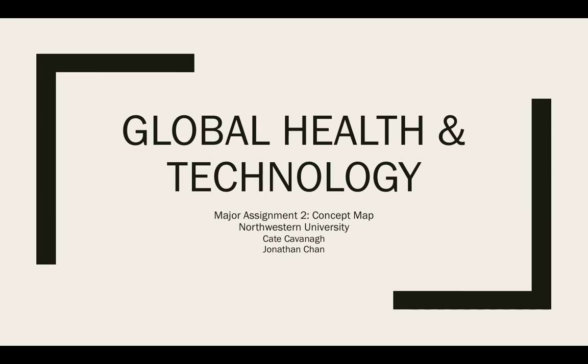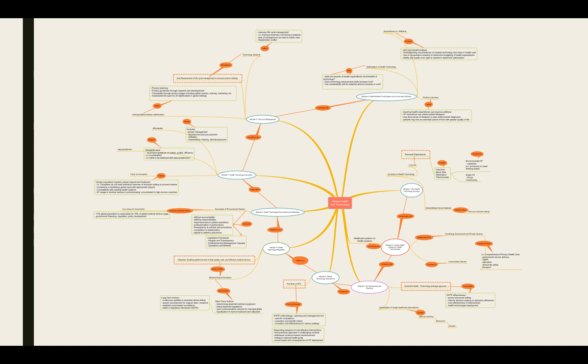We are here today to help you develop an understanding of the major concepts and the interconnections of such concepts discussed in the 9 modules for this Global Health and Technology course. The major ideas for the course are illustrated here by this concept map and were devised by the collective efforts of both Jonathan and myself. However, I will be doing the majority of the talking for the sake of time in this brief video.